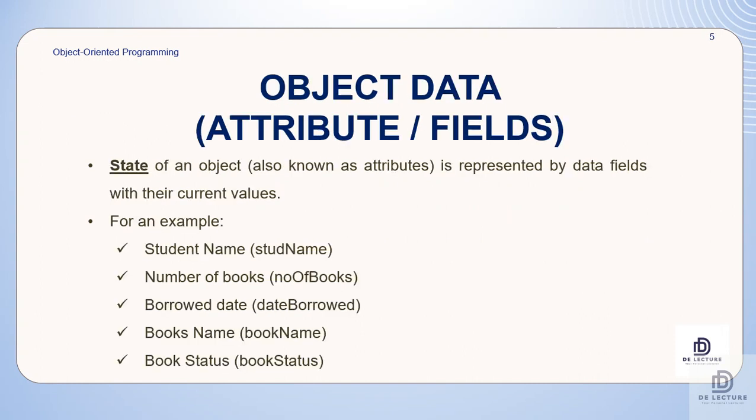All right, object data. What is actually object data? Sometimes we call it attributes or fields. Object data is the state of an object, which is also known as attributes, data fields or variables. It is represented by data fields with their current values, such as student name, which normally we would name studName in our variable, number of books, date borrowed, book name, and book status. These are the object data.